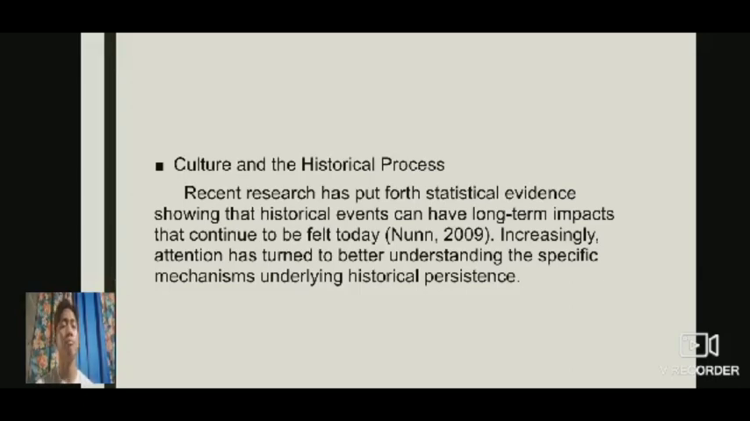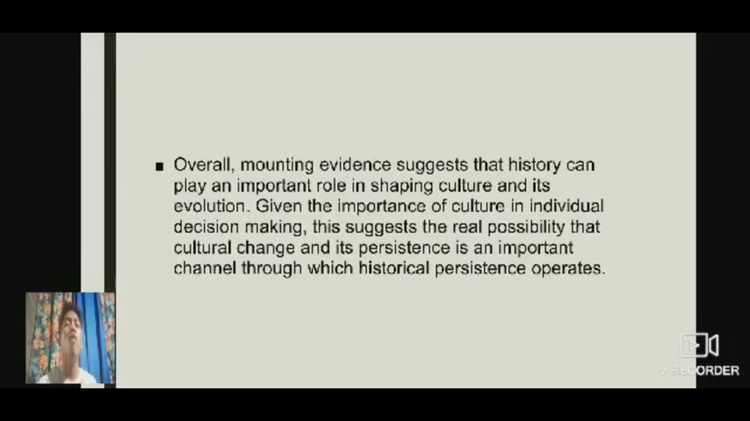Kung giunsa nila pag-handle, kung giunsa nila pagkuha sa evidence on process sa historical on culture development of this study. So overall, mounting evidence suggests that history can play an important role in shaping culture and its evolution. Given the importance of culture in individual decision making, this suggests the real possibility that cultural change and its persistence is an important channel through which historical persistence operates.